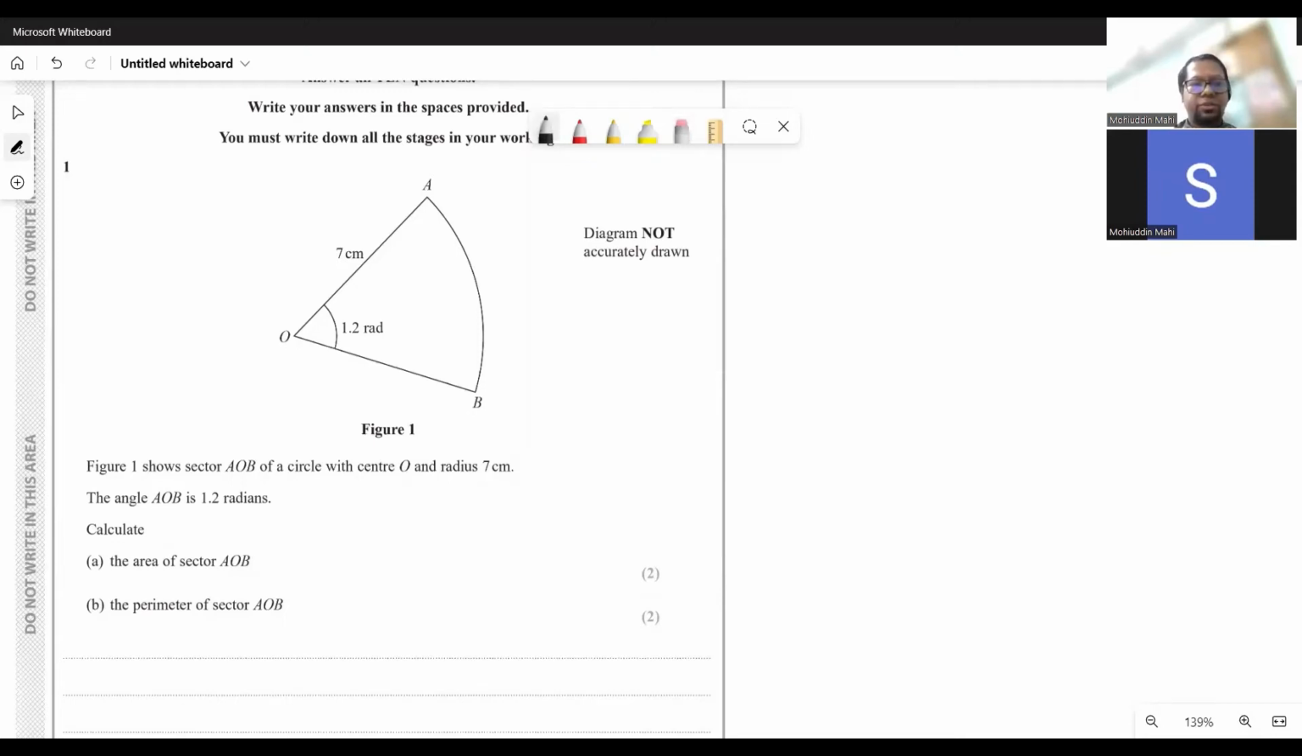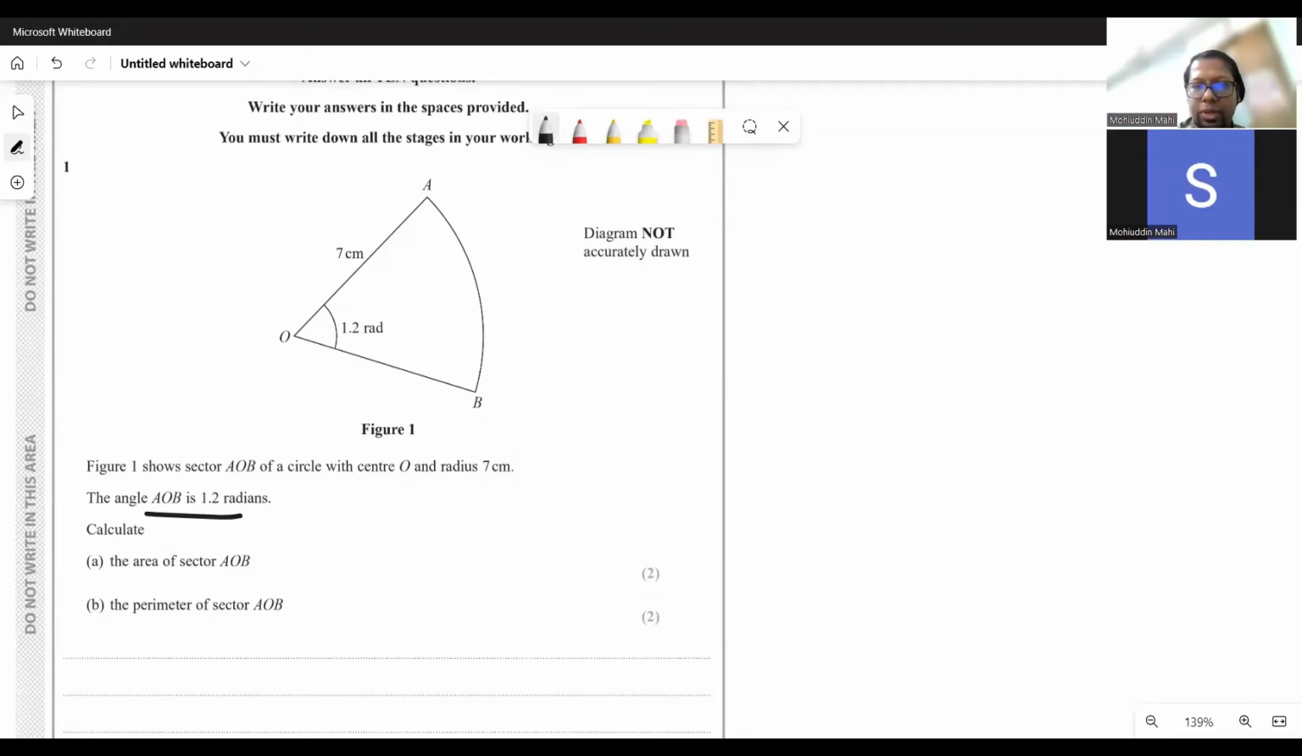Let's go through the question first. Figure 1 shows sector AOB of a circle with center O and radius 7 centimeters. And also the angle is given as 1.2 radians. We have to calculate the area of the sector AOB.